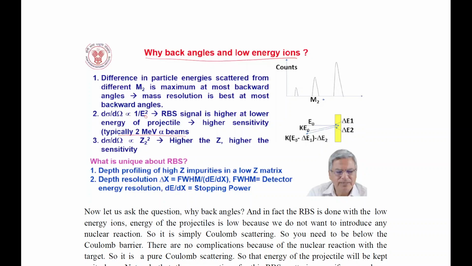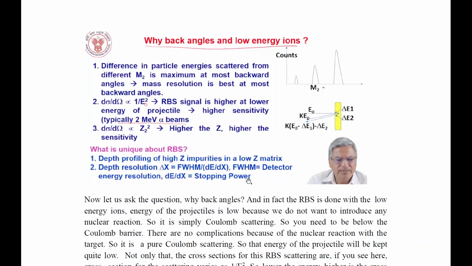Now why are there back angles in low energy ions? The difference in particle energy scattered from different M2 is maximum at the most backward angles. Mass resolution is best at the most backward angles. And then what is unique about RBS? It is used for depth profiling of a high Z impurity in a low Z matrix, and for depth resolution delta x, where FWHM is divided by dE/dx, and FWHM is generally the detector energy resolution, and dE/dx is the stopping power. From here you can find out the depth resolution.